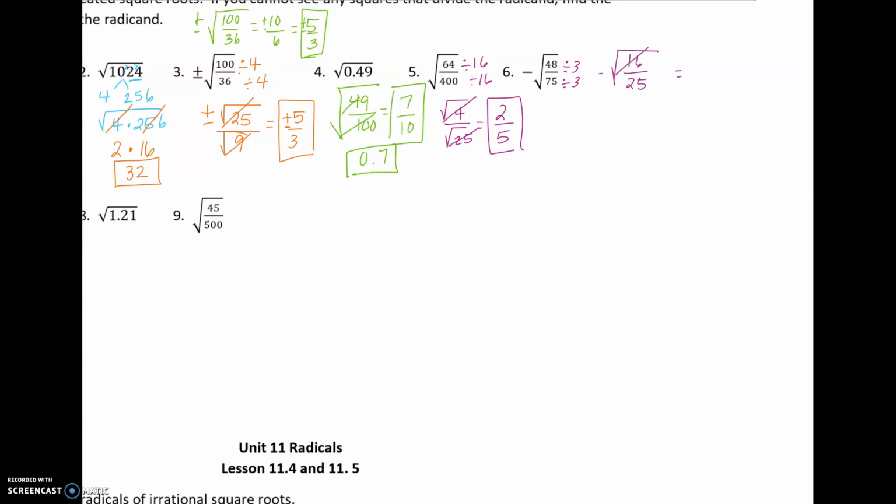16 is a perfect square. That gives me 4. 25 is a perfect square. That gives me 5. And don't forget the negative that was on the outside. Okay? So that ends up being negative 4/5.